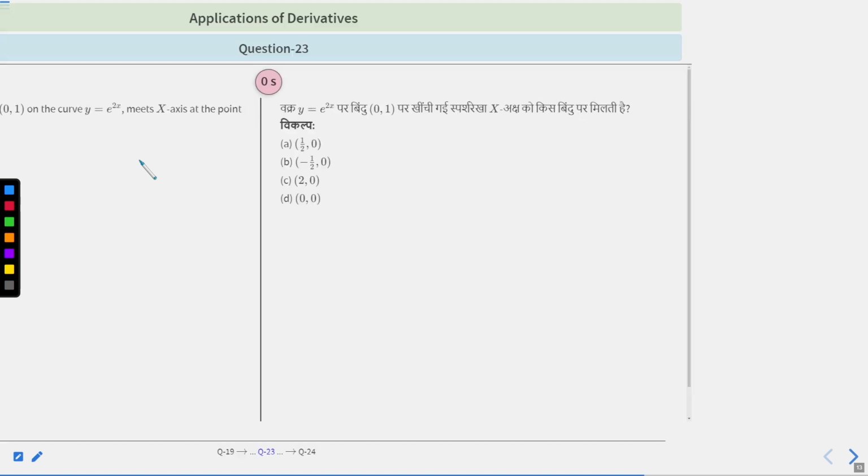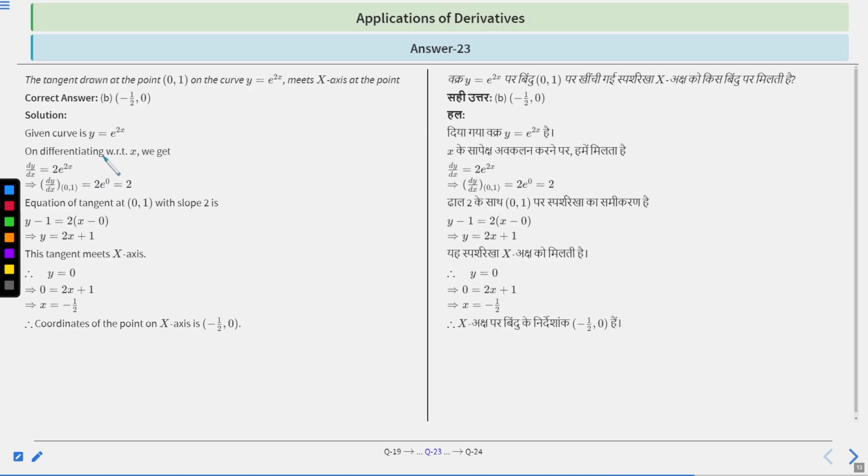Okay, let's move to the solution part. Given curve is y is equal to e to the power 2x, and differentiating with respect to x, we get dy by dx is equal to 2 e to the power 2x. Therefore, dy by dx at (0, 1) is equal to 2 e to the power 0, which is equal to 2. Therefore, the equation of tangent at (0, 1) with slope 2 is y minus 1 is equal to 2 into x minus 0. Right? Therefore, y is equal to 2x plus 1 is the tangent.